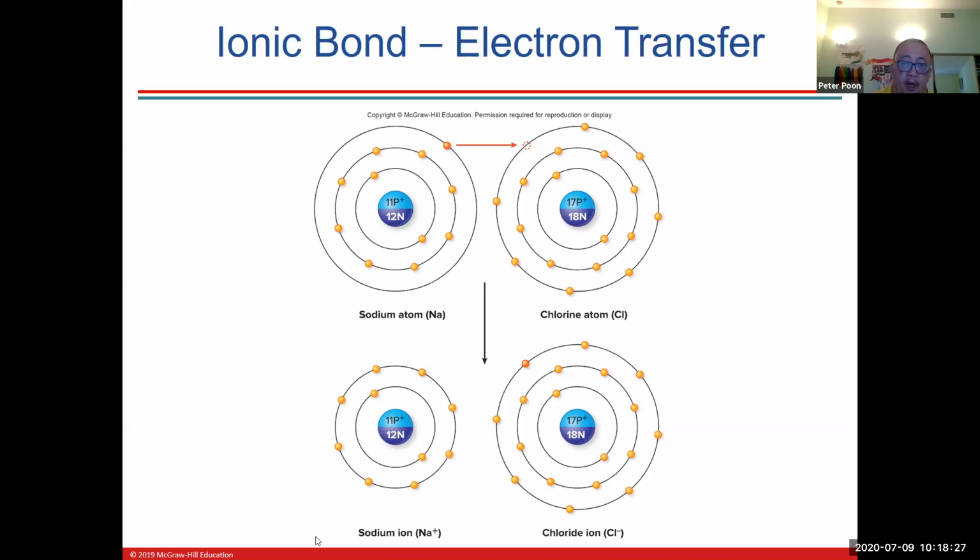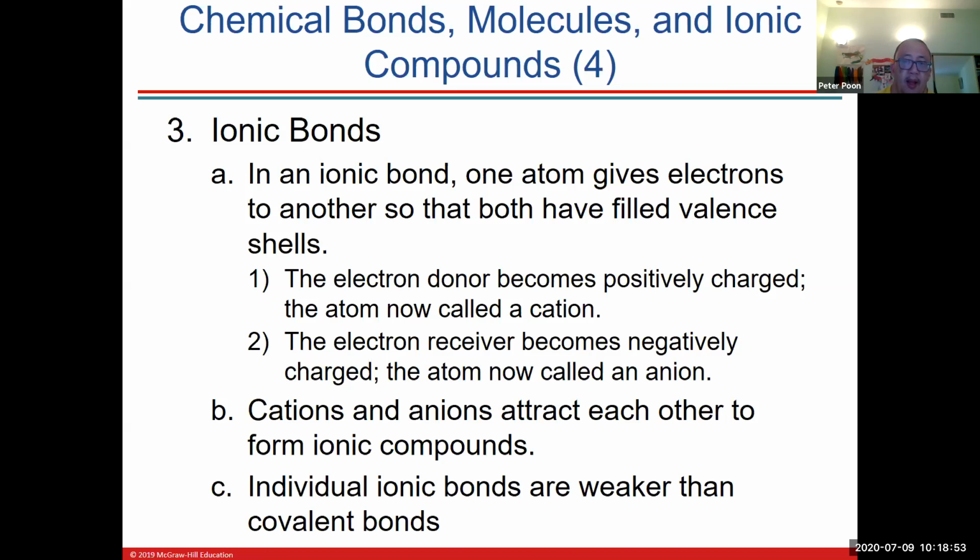But now look what's happening. This is a positively charged thing, this is a negatively charged thing, and they attract each other. So that's an ionic bond. They're not physically attached to each other. They're just charged and therefore attracted to each other. So ionic bonds are weaker. The positively charged one is a cation. The negatively charged one is an anion.